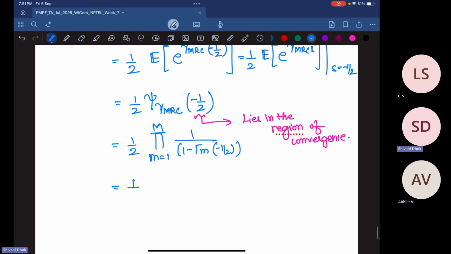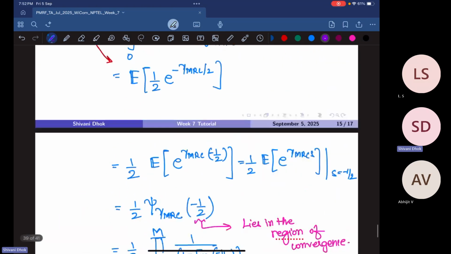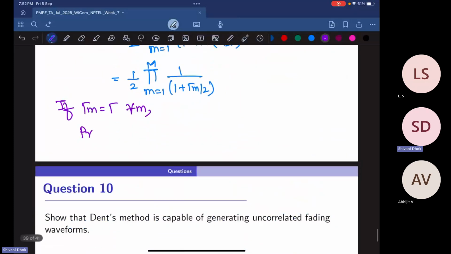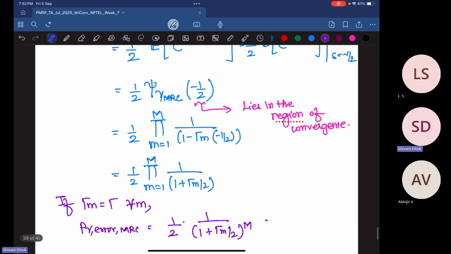Okay, so therefore this comes out to be equal to half of product of m equal to 1 to capital M of 1 over 1 plus gamma m by 2. Now same thing, if gamma m is equal to gamma for all m, then probability of error in MRC comes out to be equal to half of 1 over 1 plus gamma by 2 whole to the power M. Is it clear? Any questions?